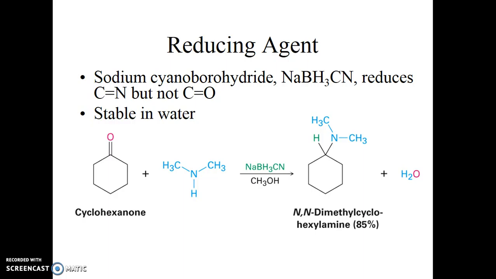Here's another example. Here we would form an enamine because this is a secondary amine. So this nitrogen would end up here with the 2 methyls off of it. You would treat it with sodium cyanoborohydride, and it gives you a tertiary amine here.